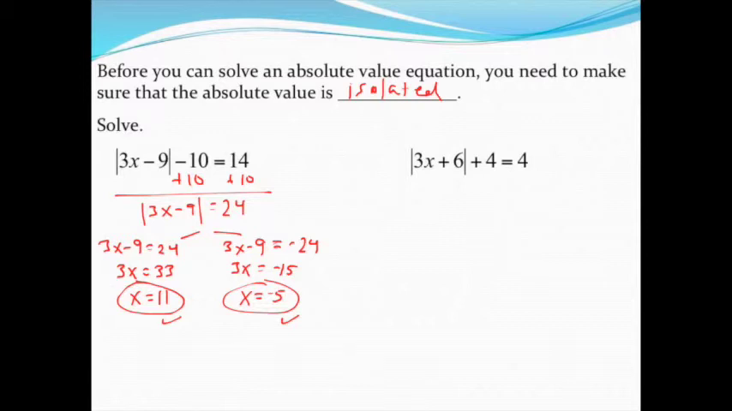Go ahead and pause the video if you want to try that second problem on your own and check your answer. My work will pop up in just a couple seconds.